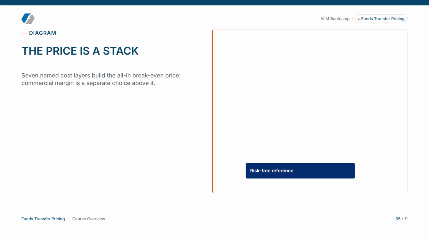The stack begins with the risk-free reference, the market time value baseline matched to the operation's cash flows and repricing. It isolates the rate reference before the bank's own liquidity structure enters the price. The next layer is the term liquidity premium, usually TLP. It pays for committing stable funding across the operation's life and for the rollover risk inside that term. Keeping it separate shows what comes from the reference curve and what comes from the bank's funding structure.